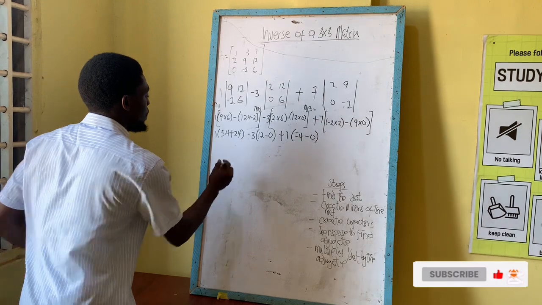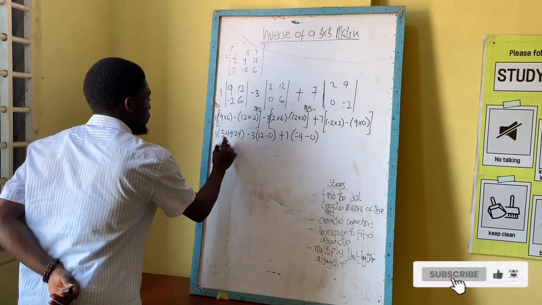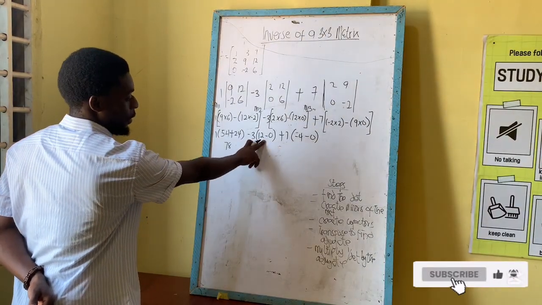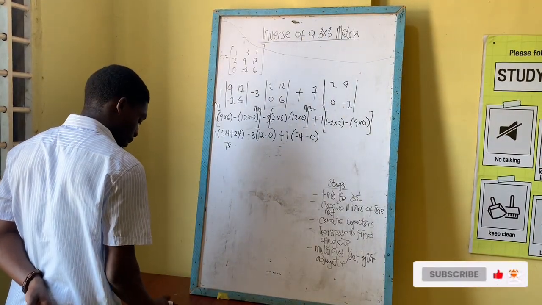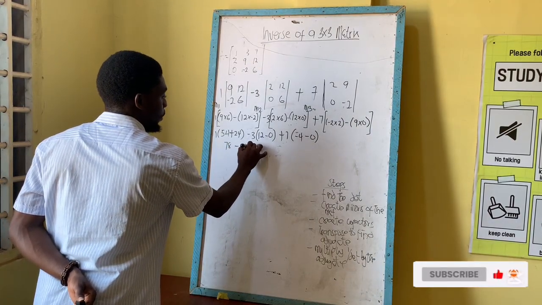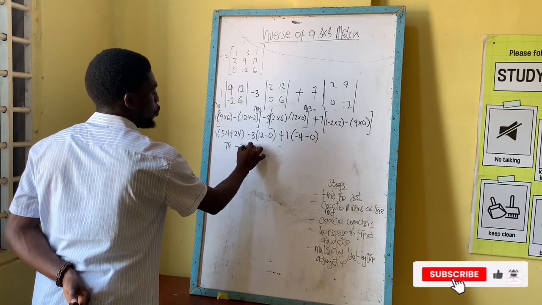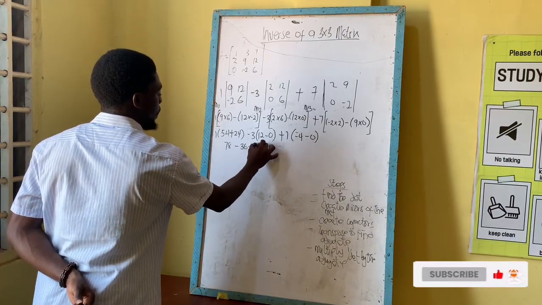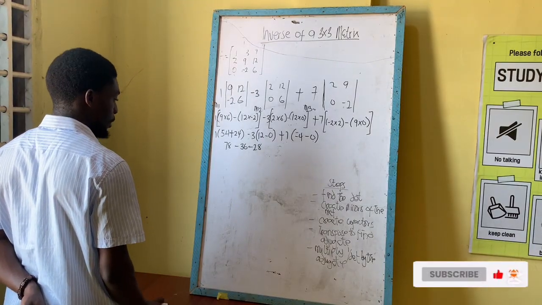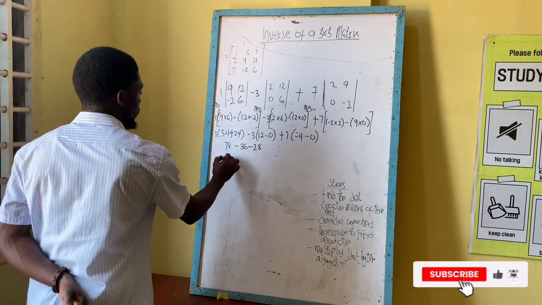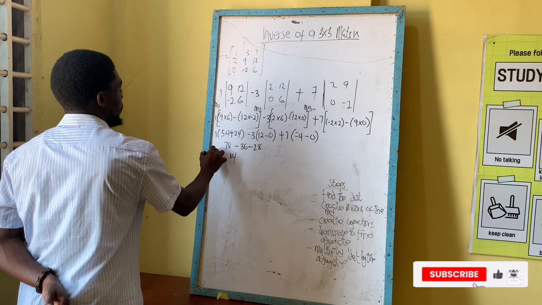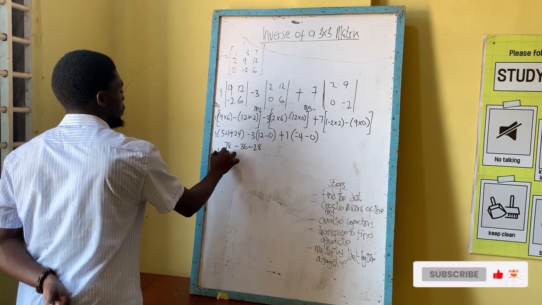So we then find 54 plus 24 gives us 78, multiplied by 1 gives us 78. This gives us 12, multiplied by 12 gives us 3 times 12 gives us 36. So we have minus 36. 7 times 4 gives us 28. So we have minus 28. After that, you do your calculation, which is 78 minus 36 minus 28, which gives us 14. So the determinant of this particular matrix is 14. So the determinant of A is 14.